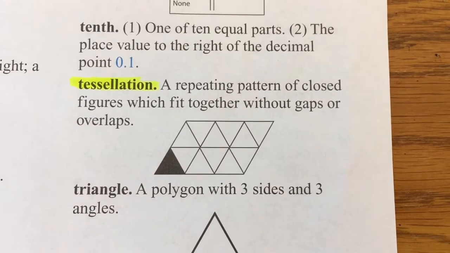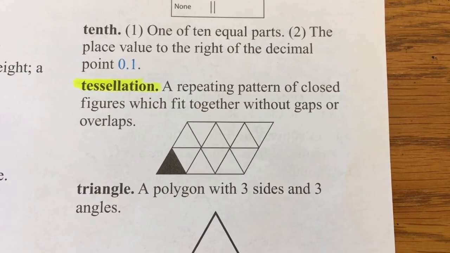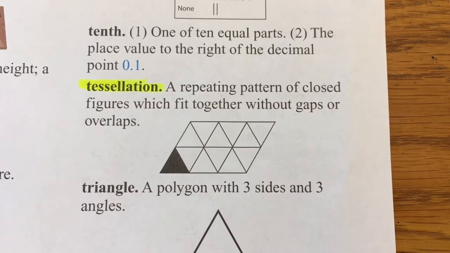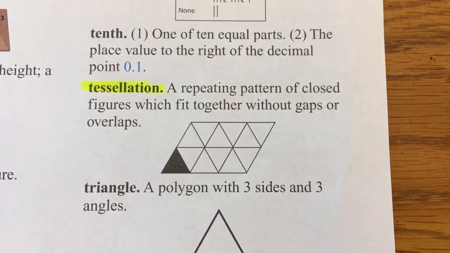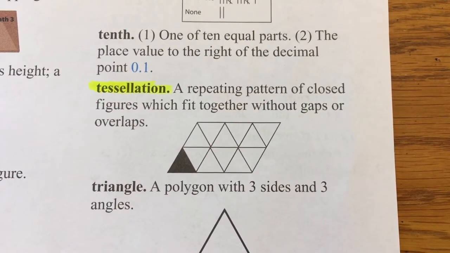Tessellation, a repeating pattern of closed figures which fit together without gaps or overlaps. Tessellation, T-E-S-S-E-L-L-A-T-I-O-N. So there's a double S and there's a double L in tessellation.